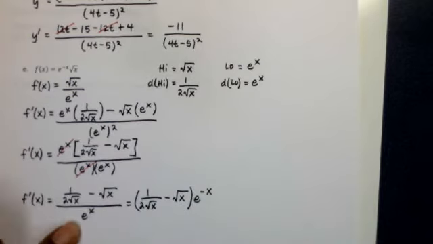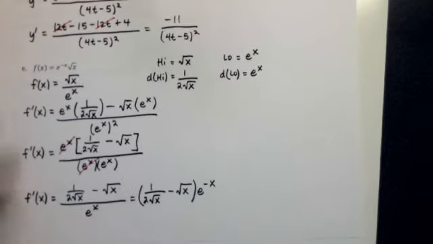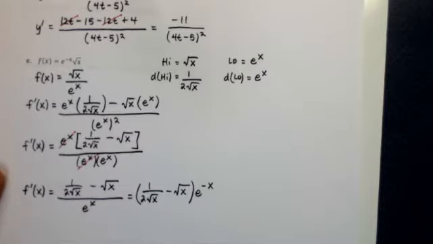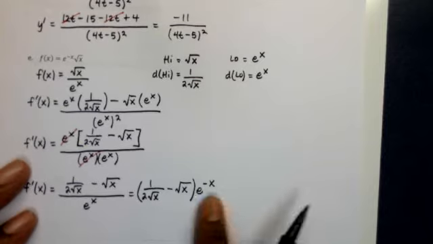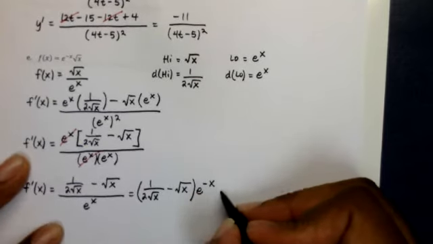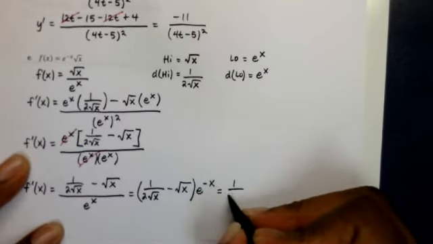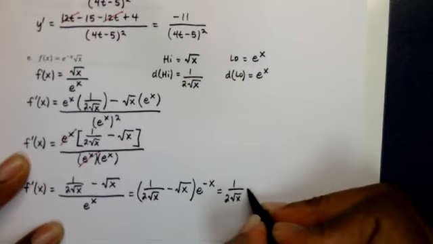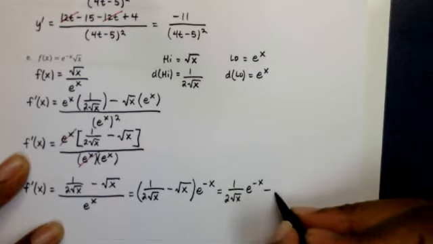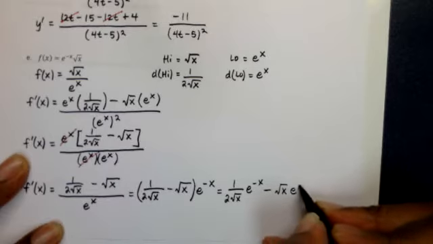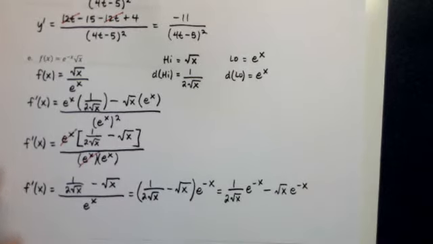If I take this out of the denominator, that exponent for the e becomes negative. And distribute e to the negative x over what's in the parentheses. This is what I have as a final answer. 1 over 2 square root of x times e to the negative x, and then minus the square root of x times e to the negative x. And that would be the final answer for the derivative of that function.